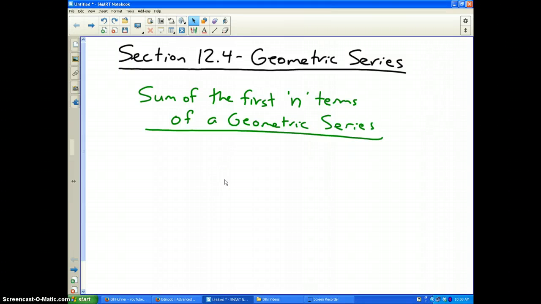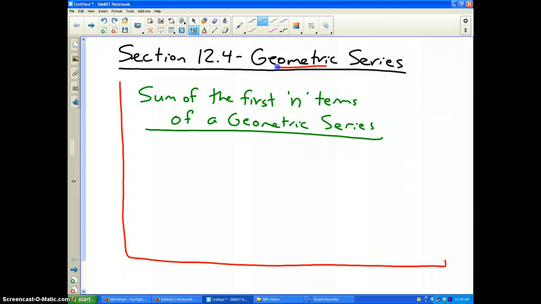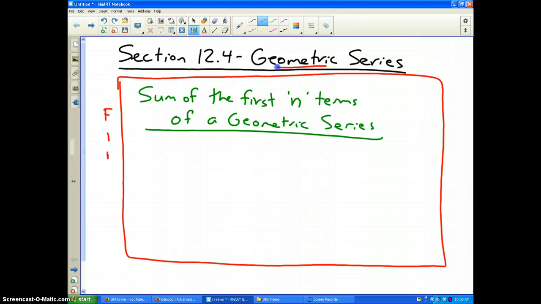All right, the next topic is section 12.4, which talks about geometric series. And we all remember that word: multiply and divide. Now, just like an arithmetic series, a finite geometric series also has a sum.